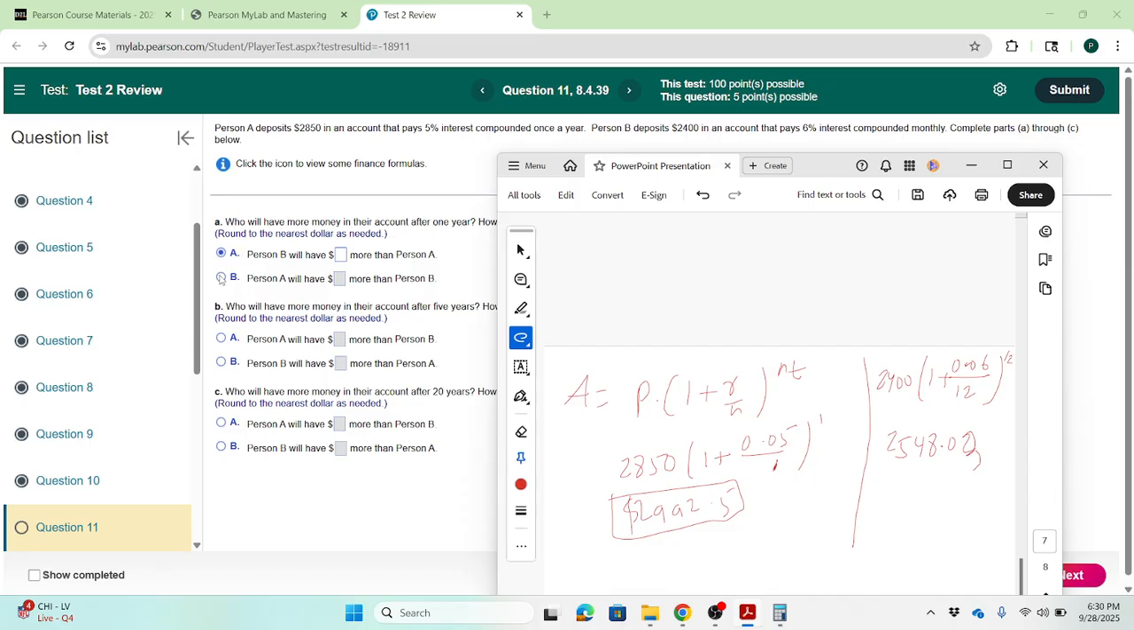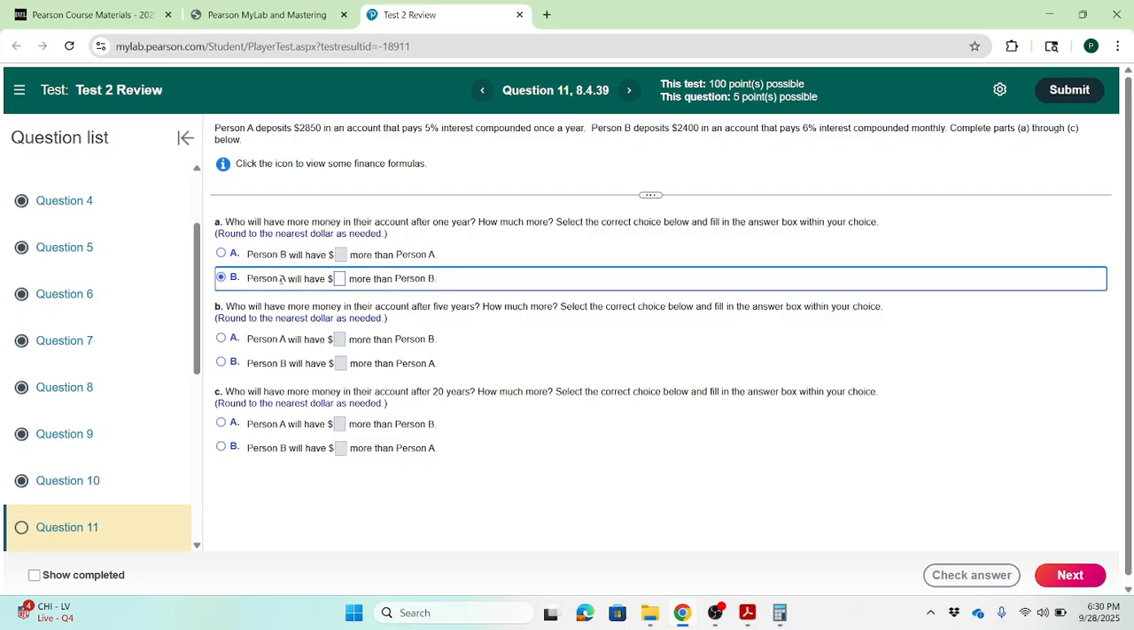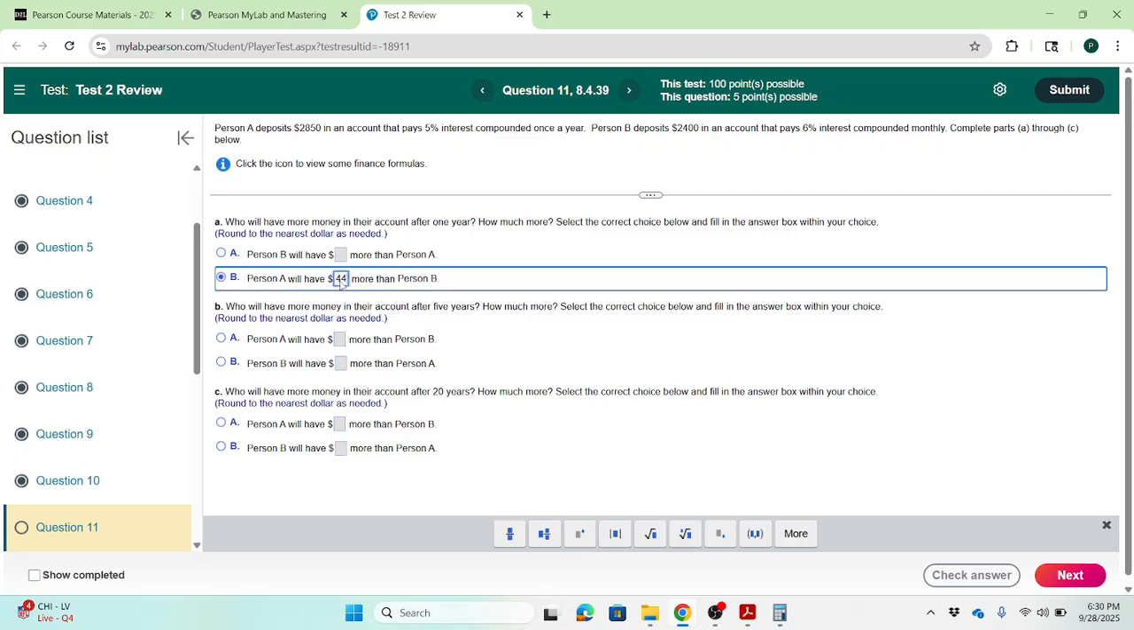How much more? The difference is, if you subtract 2992.5 minus 2548.03, that's the difference, $444.47. So person A will have $444 and 47 cents more than person B. Okay, that's the answer. Who will have more money in their account after 5 years? How much more? Select the correct choice.